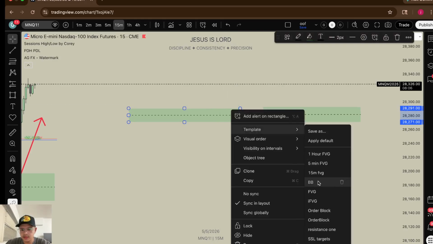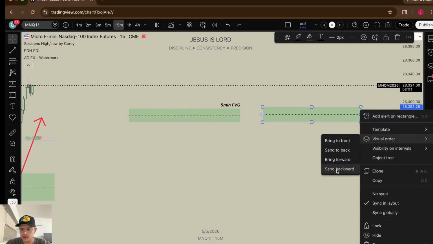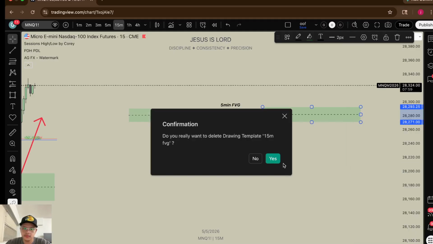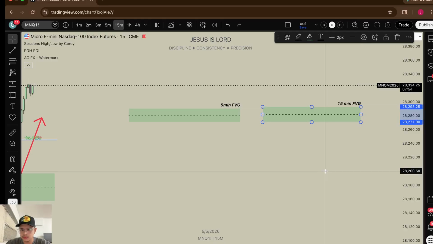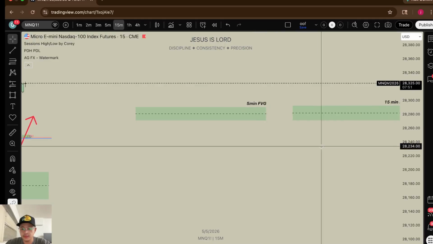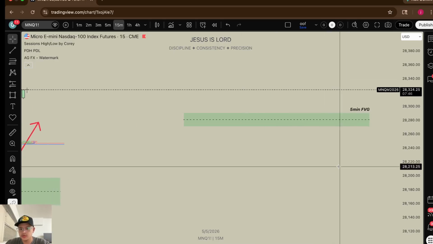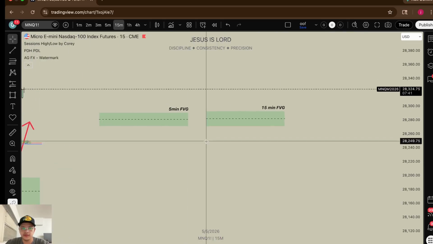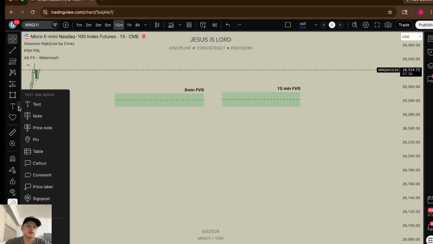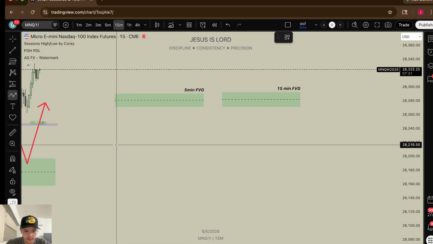Okay, let's say this is a 5-minute fair value gap. Let's say this is a 15-minute fair value gap. There you go. The higher the time frame, the stronger the reaction. In our A plus entry model, the first thing we look for is a reaction in the higher time frame fair value gaps. So when I say the higher the time frame, the stronger the reaction, this is what I mean.